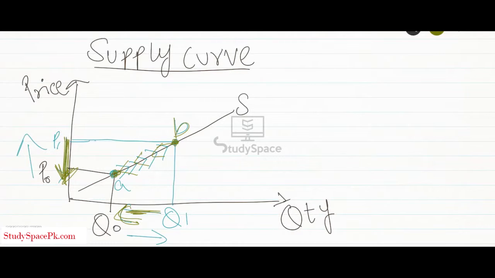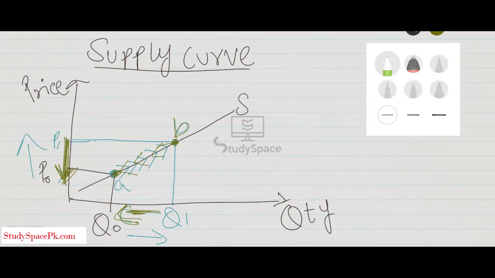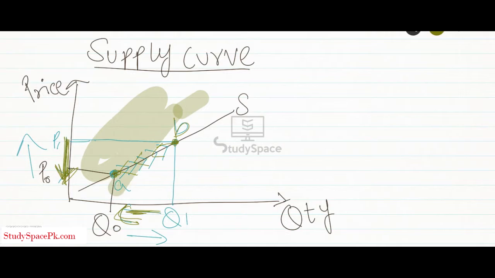Hello everyone, in our last video we talked about the supply curve, the factors that affect supply, and how changes in price cause movement along the supply curve. An increase in price causes a movement from point A to point B along the supply curve, and the quantity supplied increases from Q0 to Q1, and the reverse happens if the price decreases.